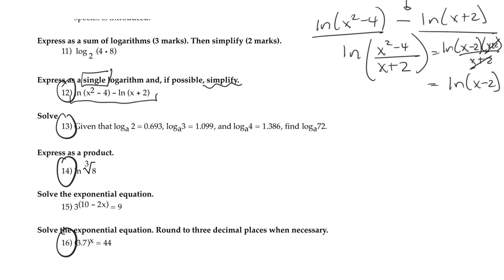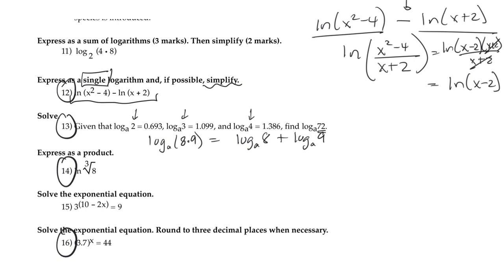Number 13 is an interesting one. So these are the base numbers that I have to use, 2, 3, and 4, in order to get 72. So I could write log 72 as log base A of maybe 8 times 9. And then I can use the product rule to split those. Log base A of 8 plus log base A of 9. But I still don't have 2s, 3s, or 4s.